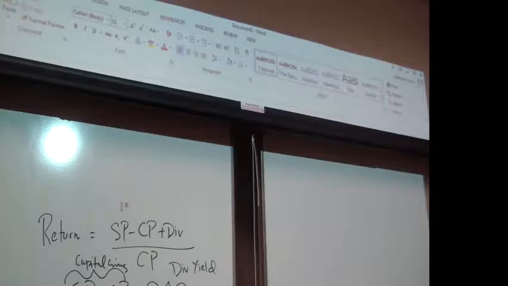Dividend yield: if it's a non-dividend paying stock, then it doesn't have a dividend yield. If it's a dividend paying stock, it does have it. But that's the proportion of return that can be attributed to the dividend, okay? So this is capital gains, this is dividend yield, and when we add them together, we have the total rate of return on your security, okay?